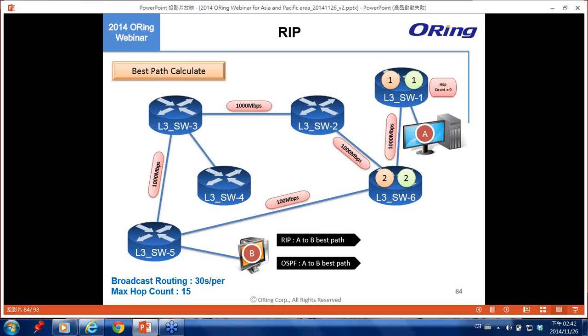Now we have to make a choice. The next node should be switch 2 or switch 5. So we are using the RIP protocol now. In this picture, you can see the orange nodes are fewer than the green nodes. So the orange nodes should be the best path by RIP. So we should choose switch 5 for the next node.